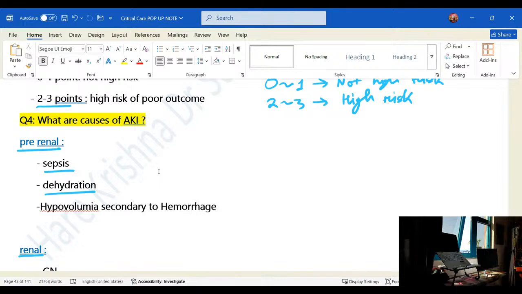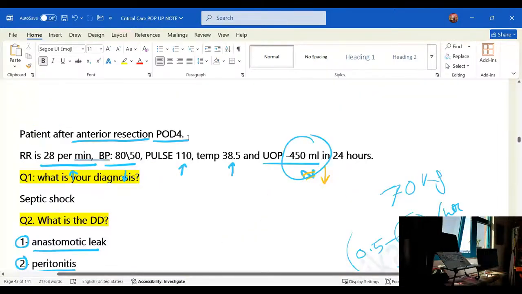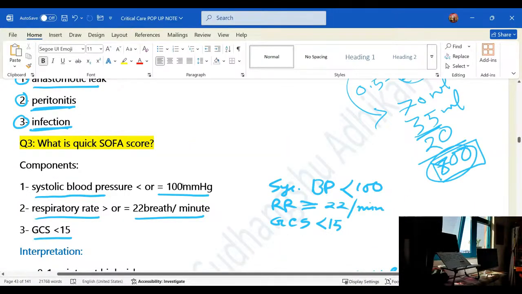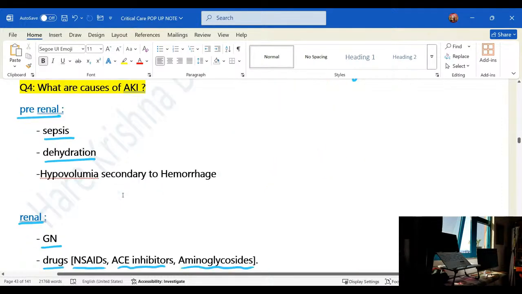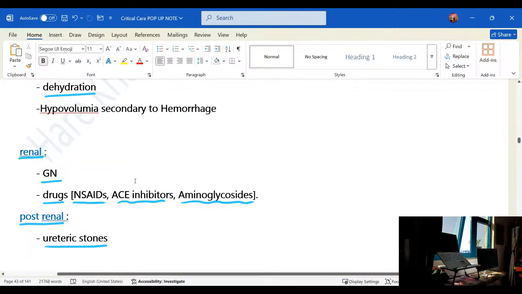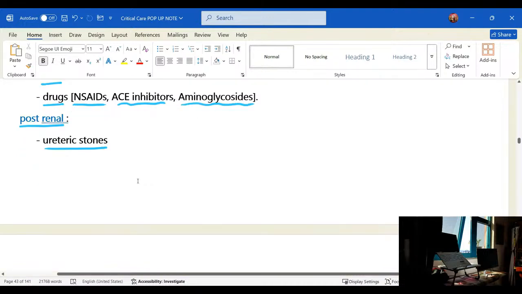For this patient, what happened? This is POD4 and this is anterior resection. Suspected that patient developed anastomotic leak and peritonitis and sepsis. Now, renal failure. Why renal failure? It could be sepsis, dehydration, hypovolemia, secondary to hemorrhage. Okay, and renal causes: glomerulonephritis, nephrotoxic drugs like NSAIDs, ACE inhibitors, aminoglycosides. And post-renal: ureteric stone or benign prostatic hyperplasia.